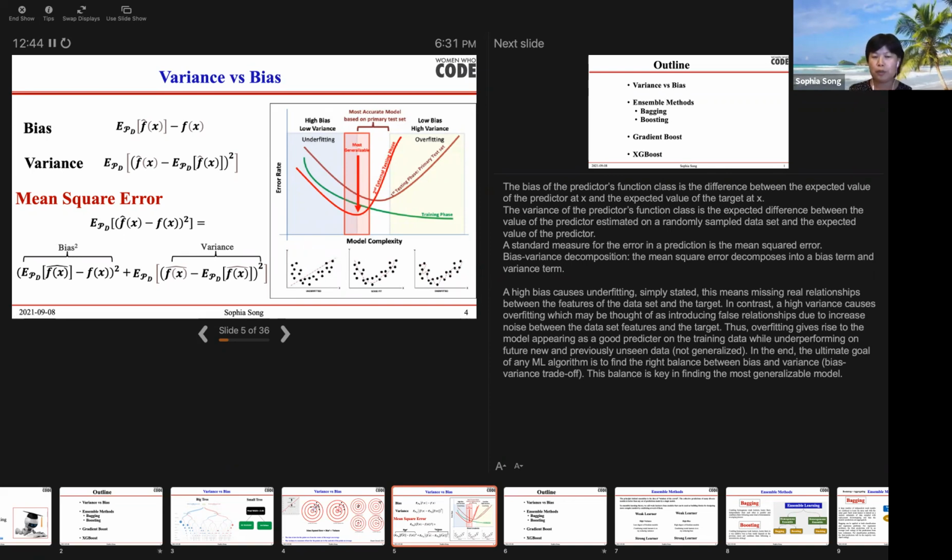Usually if your model is very simple, it does not capture the general pattern of your data, so your model bias is pretty large. However, because your model is pretty simple, it is in a very low variance situation. The final purpose is that we want to find this red rectangle area, where both the bias and the variance are at a pretty low value.